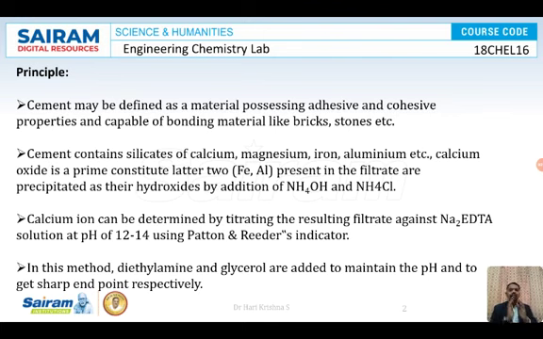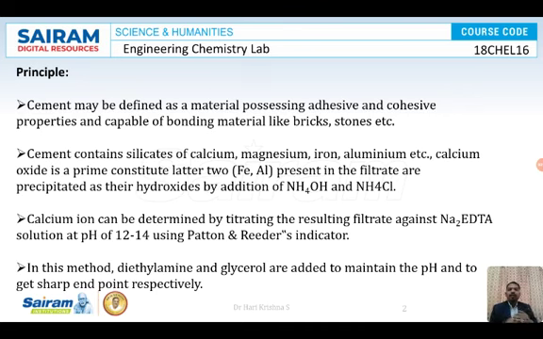Here we are supposed to estimate only calcium, but magnesium is also present. We cannot remove magnesium separately. If we add something to remove magnesium, even calcium will react and be eliminated, because the chemical properties of calcium and magnesium are almost the same. Therefore, we are going to mask the magnesium during the titration. So now the cement solution contains what? Calcium chloride and magnesium chloride, and we are supposed to estimate that.